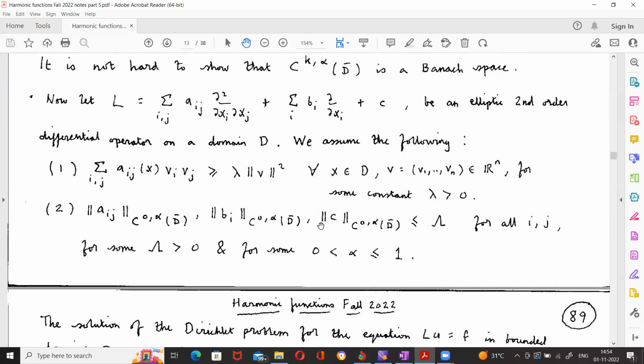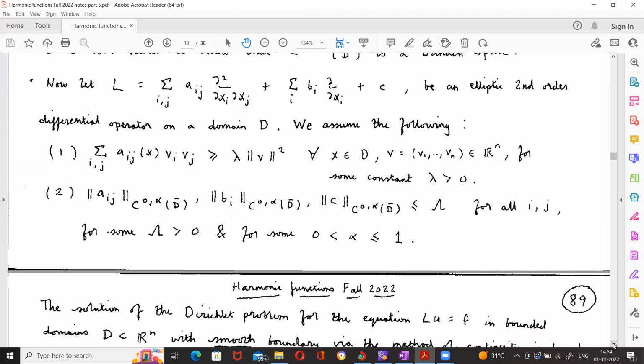So this will be true if, for example, the coefficients are smooth. Then they'll be Holder continuous. Or even just C1. If the coefficients are C1, they'll be Holder continuous.